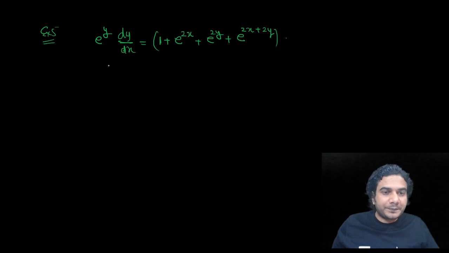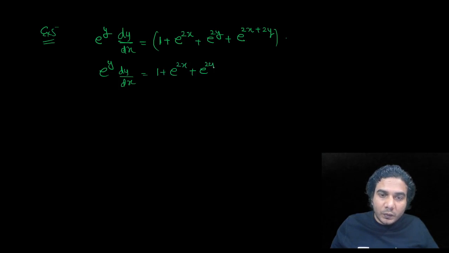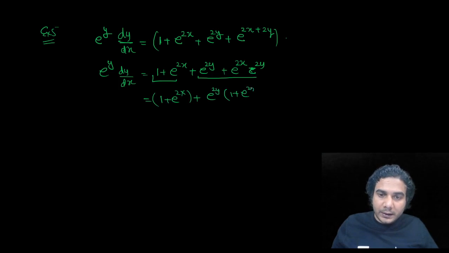All right, so let's do it. Now you can write e^y dy/dx as it is. Let's try to separate it. The expression can be written as 1 + e^(2x) + e^(2y) as it is, plus e^(2x) times e^(2y). Now you can separate this factor. So it is 1 + e^(2x) plus e^(2y); if you take common, it is 1 + e^(2x) again. So finally you can write (1 + e^(2x))(1 + e^(2y)).